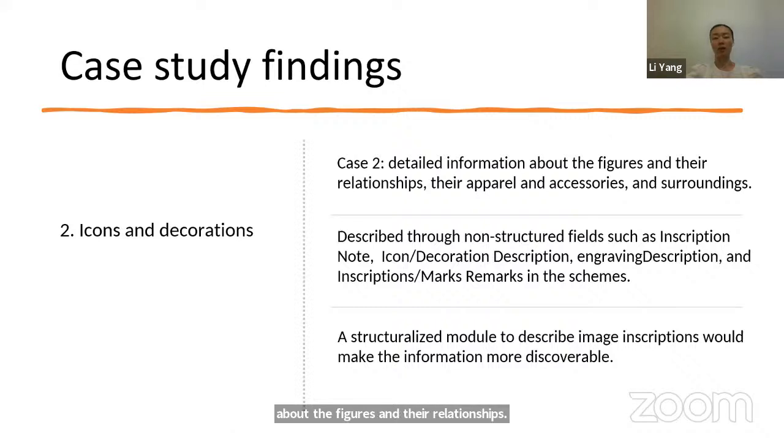Unlike the text inscriptions, which can be cataloged into specific and structuralized modules, in most schemes, the information of icons and decorations is described through non-structured fields. A structuralized module to describe image inscriptions would make the information more discoverable.